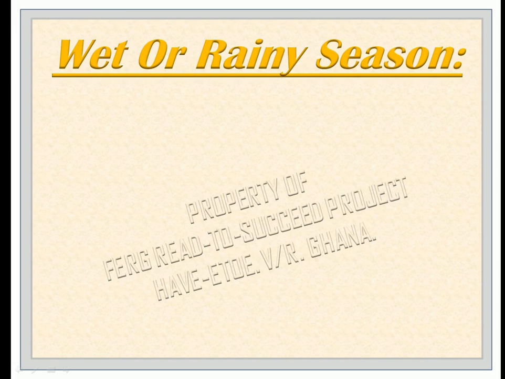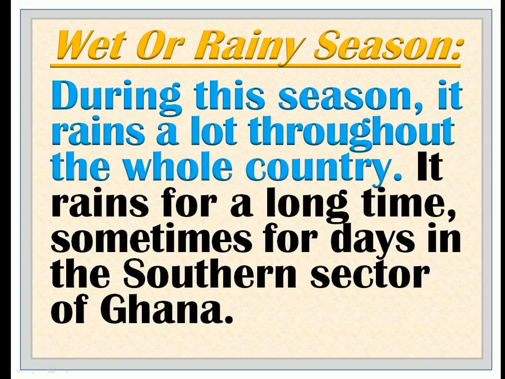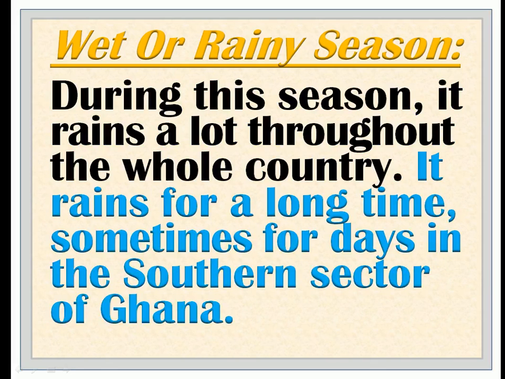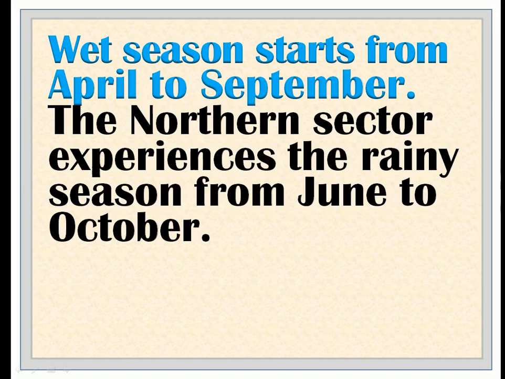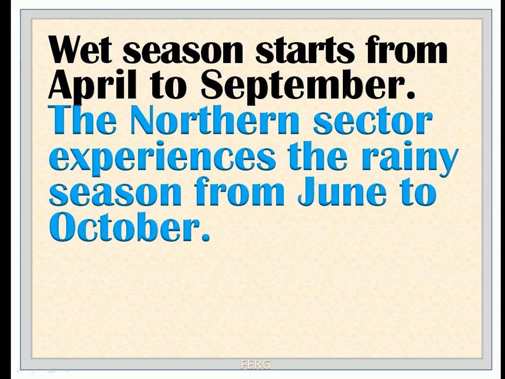Wet or rainy season. During this season, it rains a lot throughout the whole country. It rains for a long time, sometimes for days in the southern sector of Ghana. The wet season starts from April to September. The northern sector experiences the rainy season from June to October.